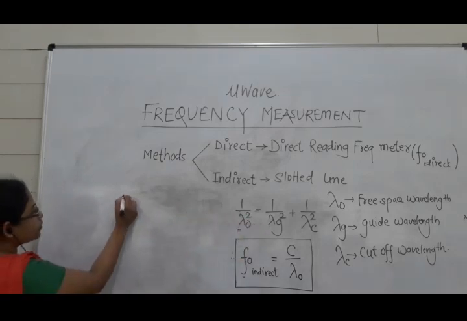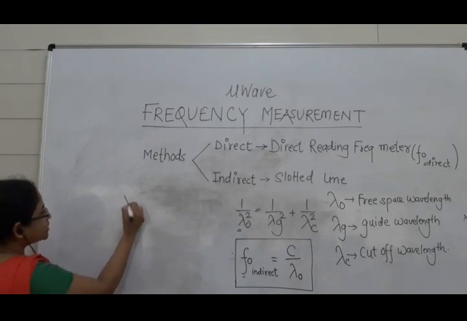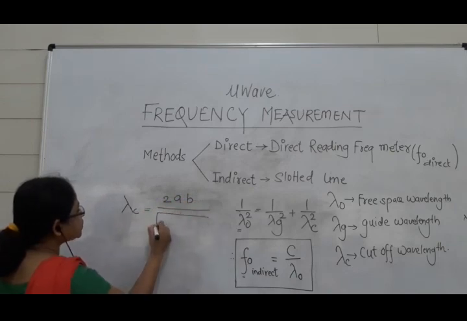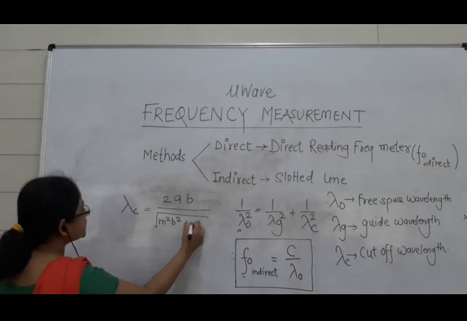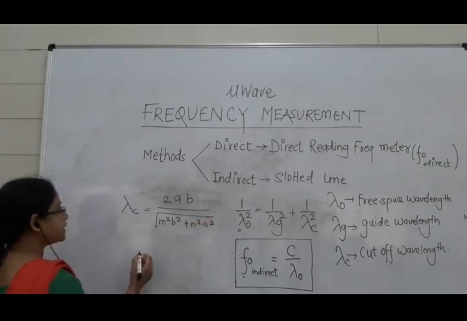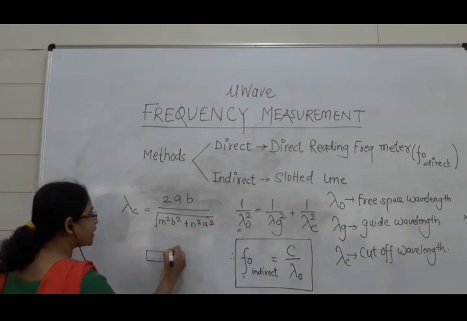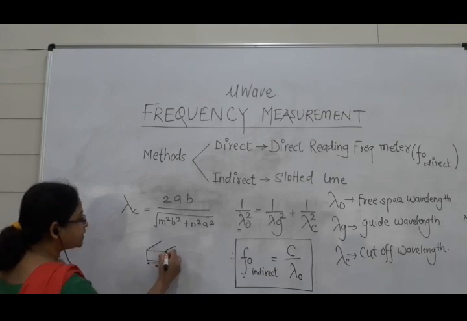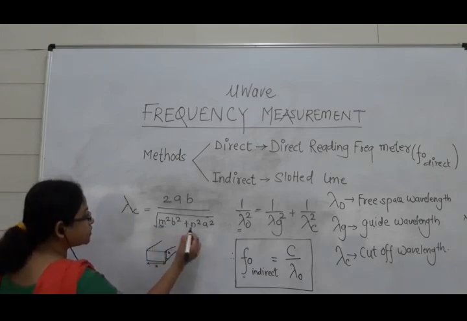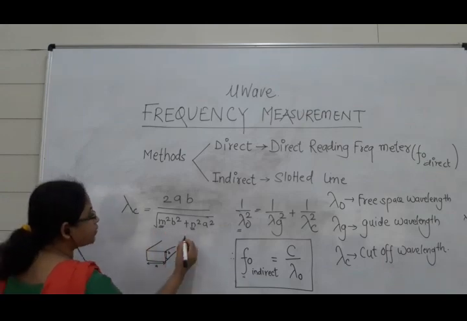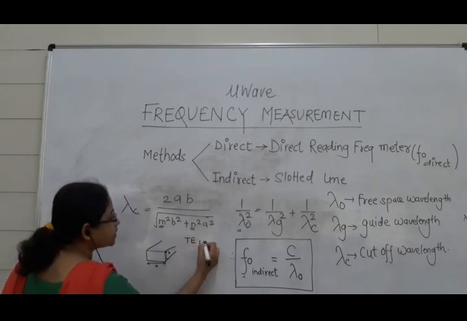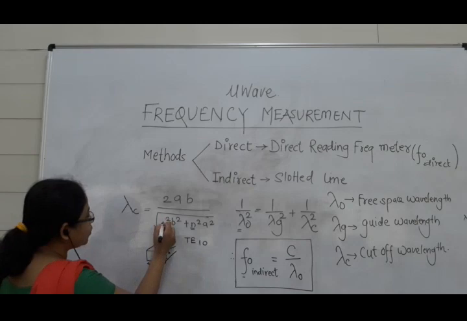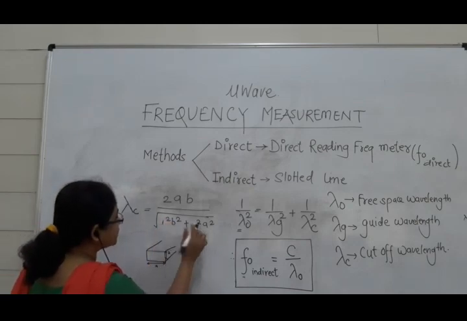Lambda c, as we have already discussed, is equal to twice ab divided by the square root of m square b square plus n square a square. If this is my rectangular waveguide, this side is called side A and this side is called side B. Here m and n denote the modes. The mode we are using in our lab is the TE10 mode, so we put m as 1 and n as 0.